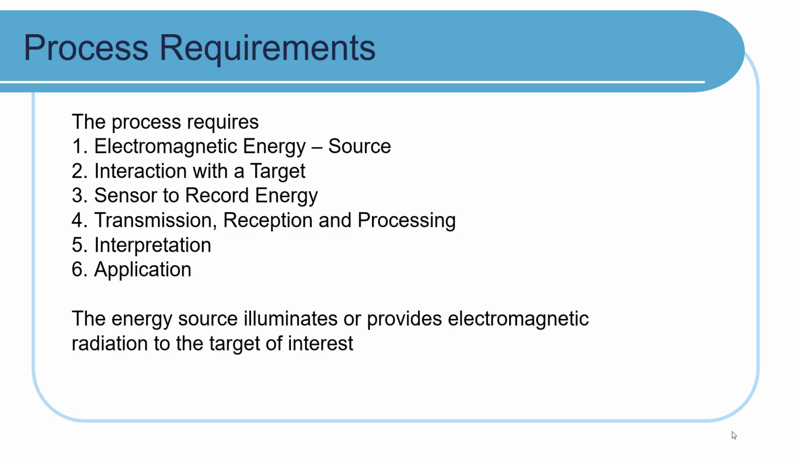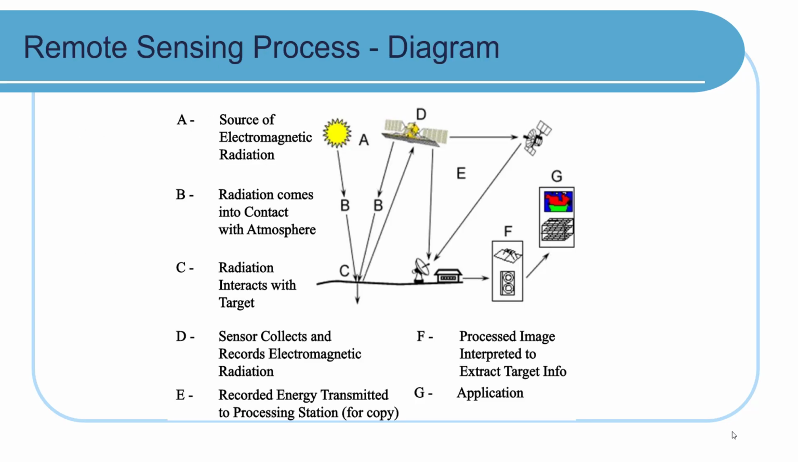So the energy source illuminates or provides electromagnetic radiation to the target of interest. Here's a diagram showing a general schematic. We have the sun at A, so this would be passive remote sensing. B is the transmission of that radiation through the atmosphere. There's interaction with the target at C. There's a sensor that collects the information at D.